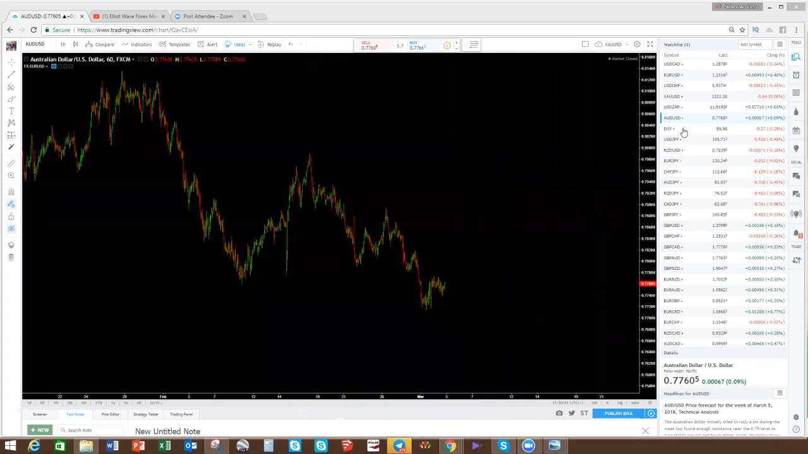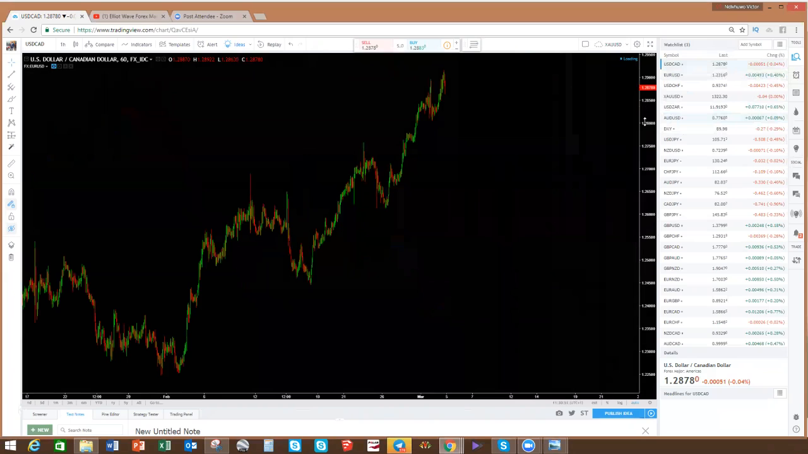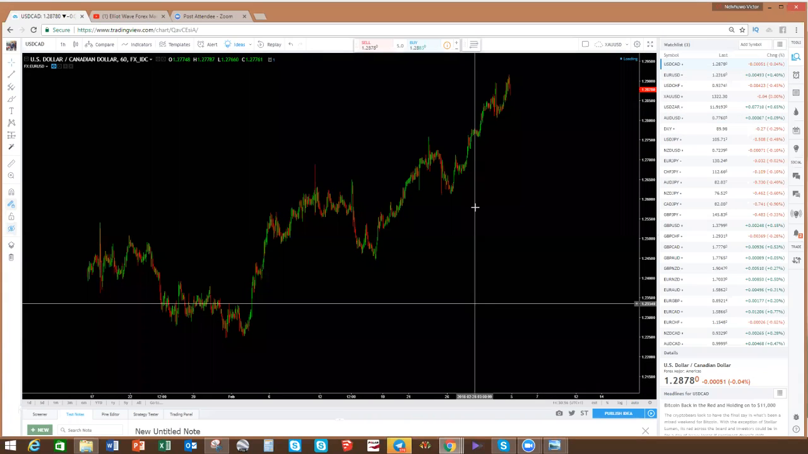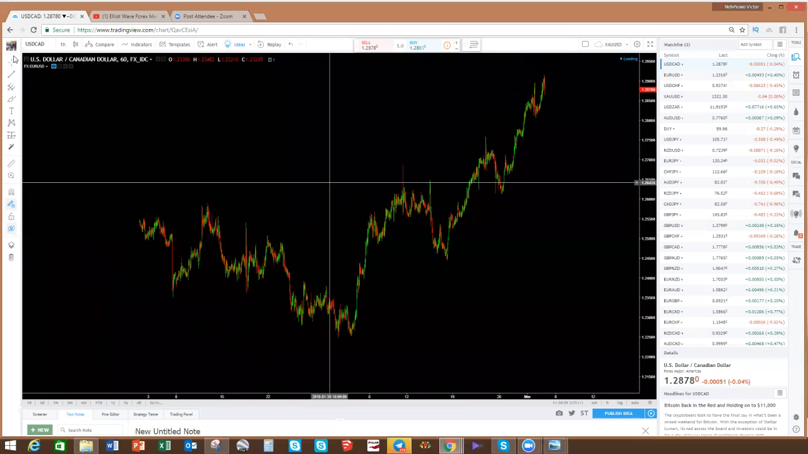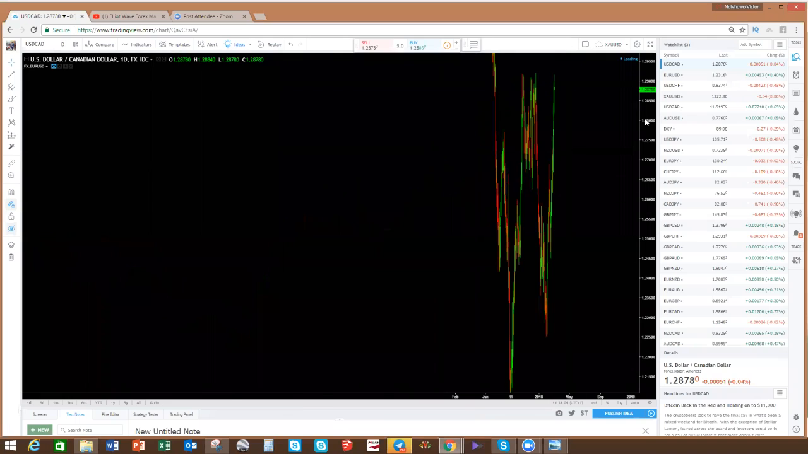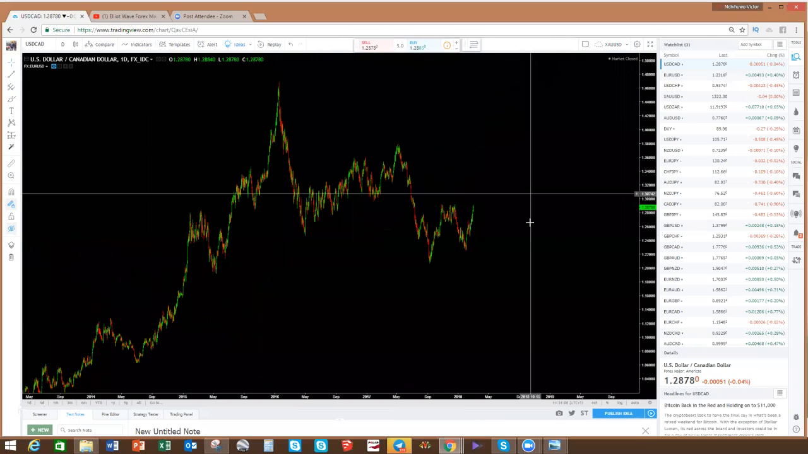That is AUD US dollar. Any other US dollar pair that I've missed? US dollar CAD. So I did a full analysis on US dollar CAD last week. Okay, let's go 4 hour. Maybe daily first, so you can see what's going on.